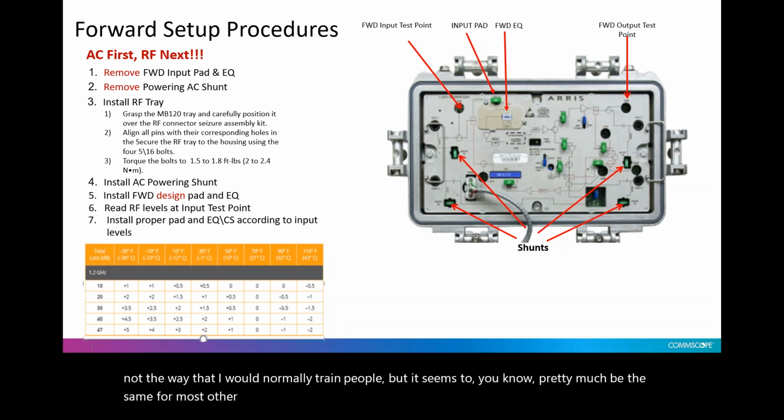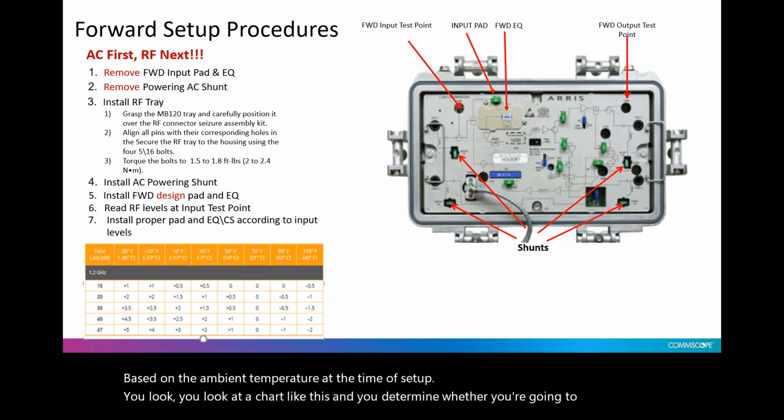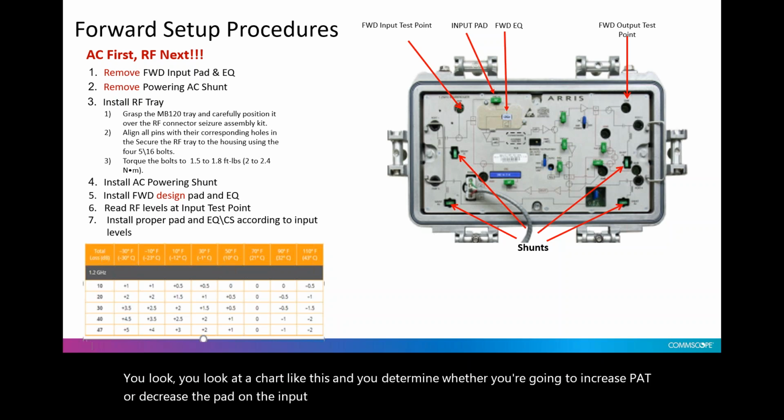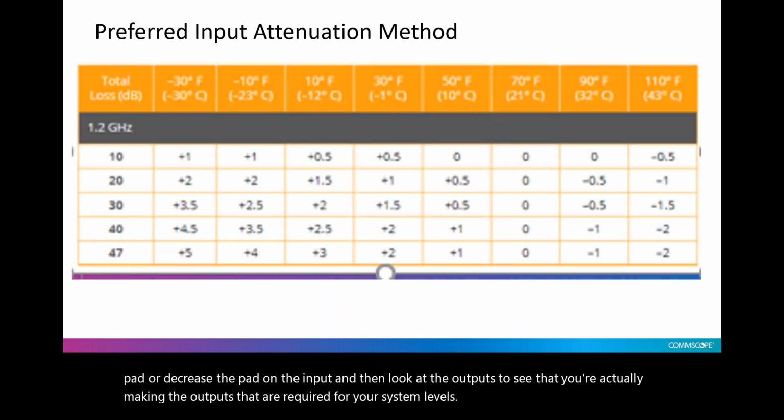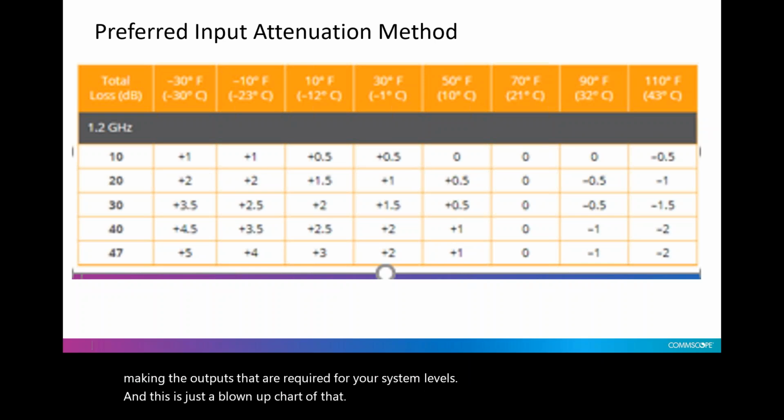That you basically get your inputs right, and then based on the ambient temperature at the time of setup, you look at a chart like this and you determine whether you're going to increase the pad or decrease the pad on the input, and then look at the outputs to see that you're actually making the outputs that are required for your system levels. And this is just a blown up chart of that. And this is in the CommScope mini bridger manual.